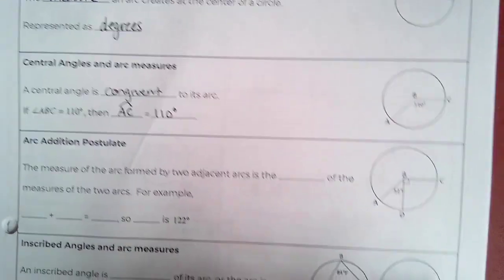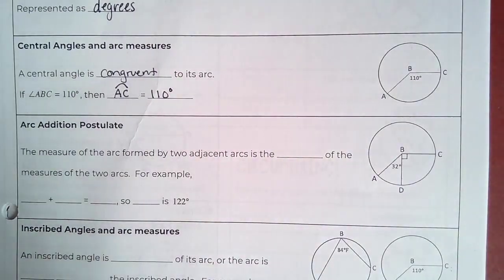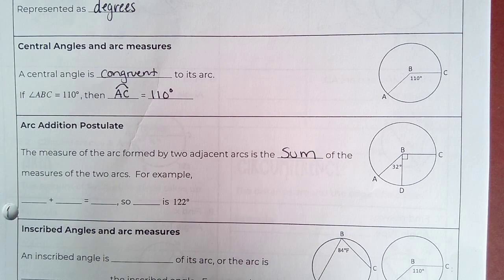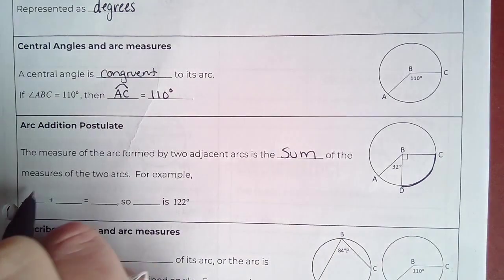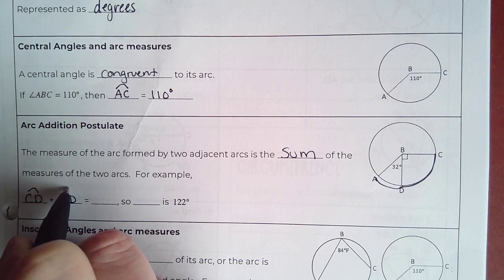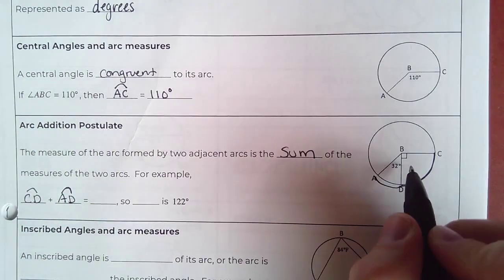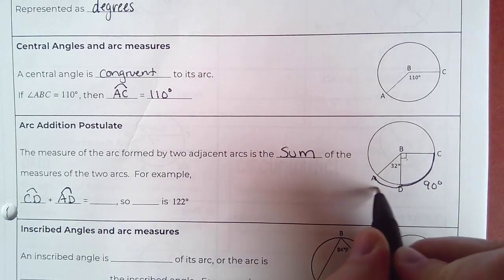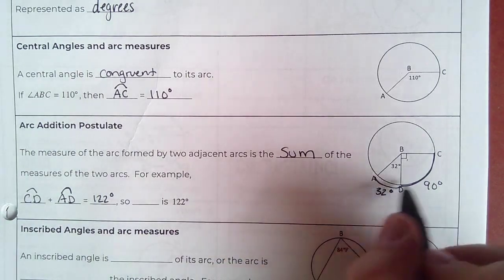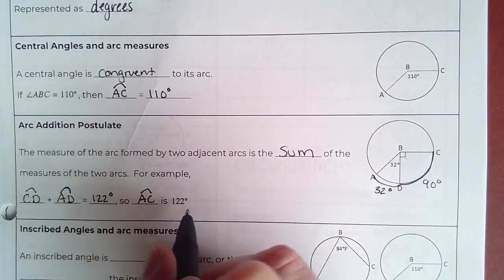Okay, the arc addition postulate says the measure of the arc formed by two adjacent arcs is the sum of the measures of the two arcs. For example, if I had arc CD plus AD, and this is 90 degrees, 32, that'll be 122 degrees. Then arc AC is also 122 degrees.